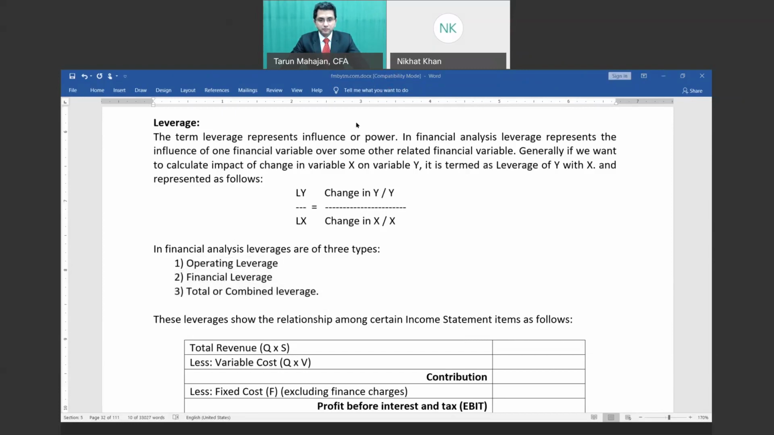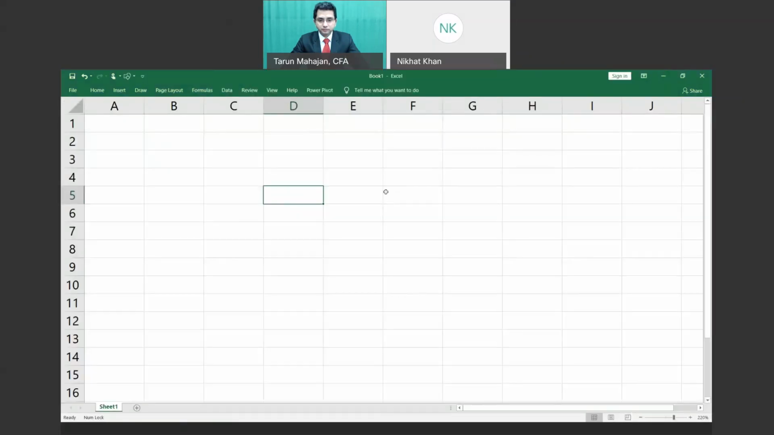Just a minute. Share one Excel file with you. Okay, it's right here. That's great. Now, okay, so here I go.